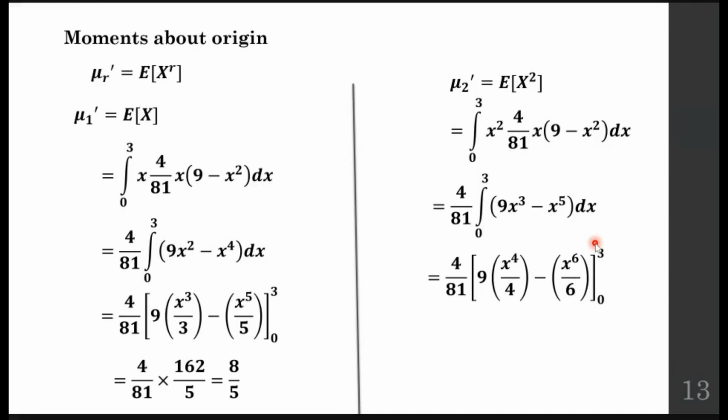Nine into 3 raised to 4 by 4 minus 3 raised to 6 by 6, with 4/81 outside. Okay, it is equal to 3.